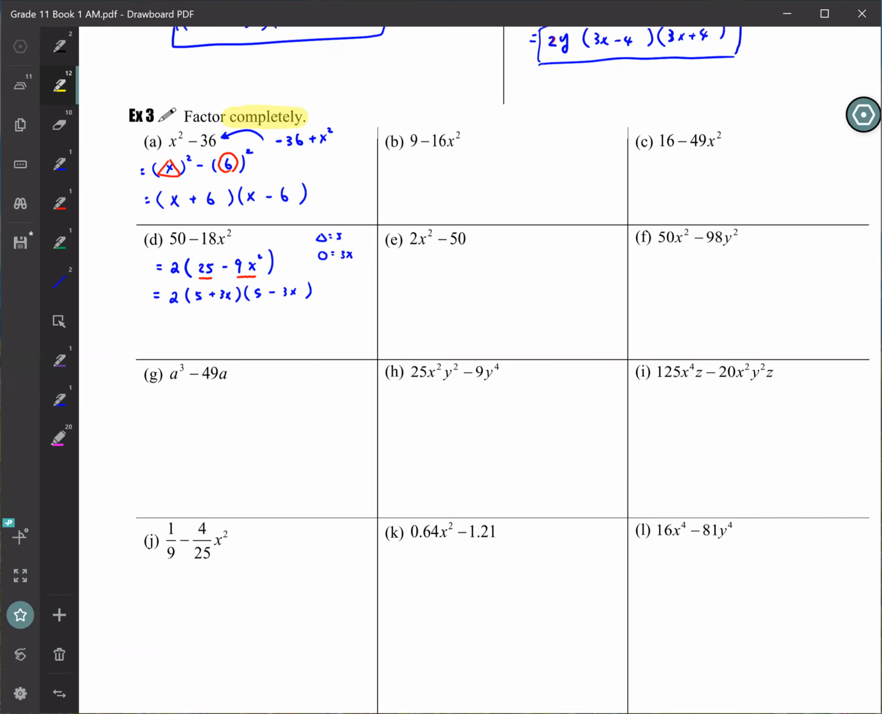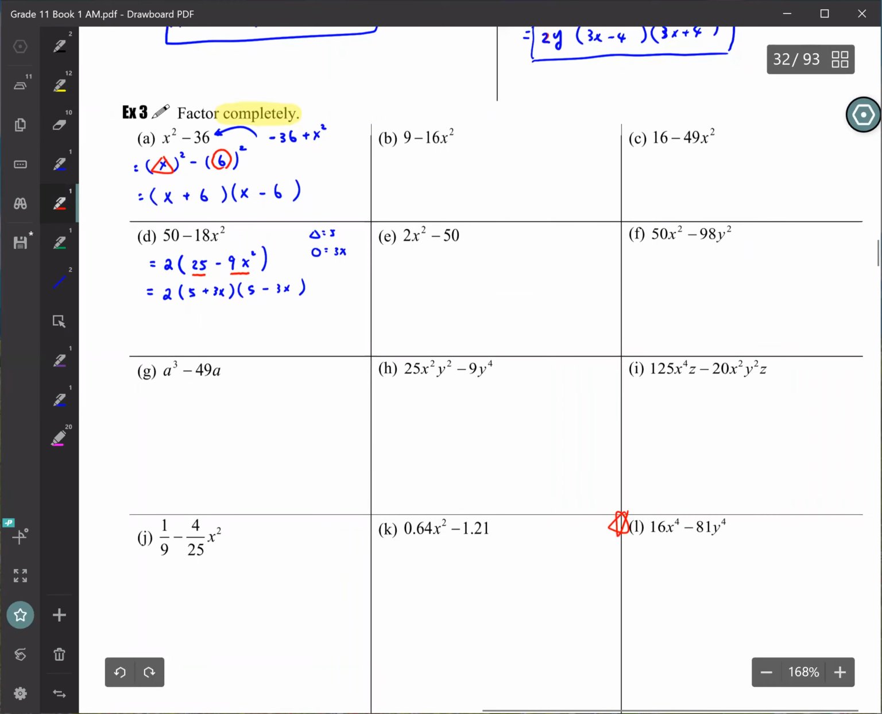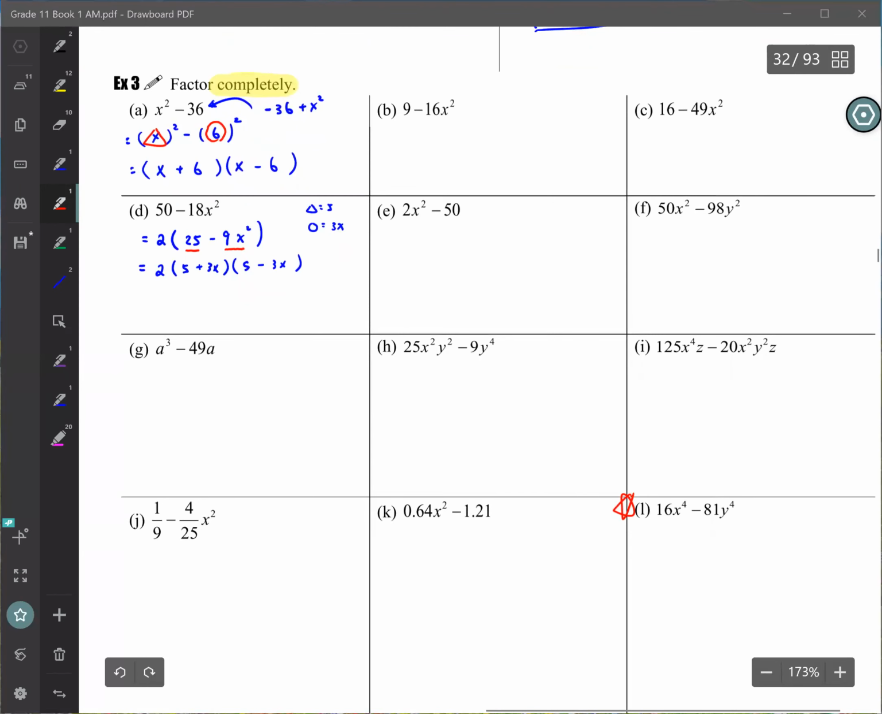So raise your hand if you finish up to L. Last one, a little bit tricky, okay? Make sure you factor completely, okay? So you guys can start now. Remember to raise your hand when you finish the whole page here.